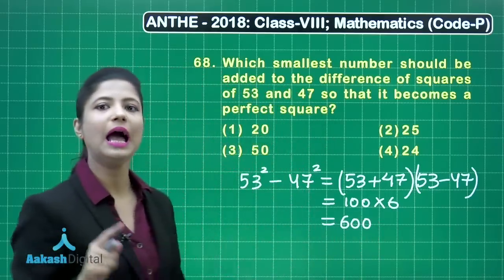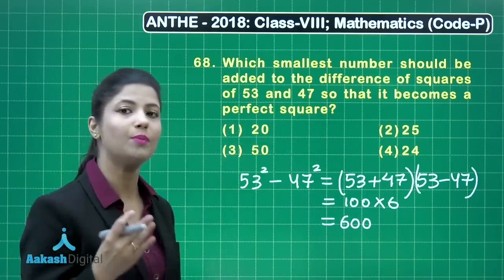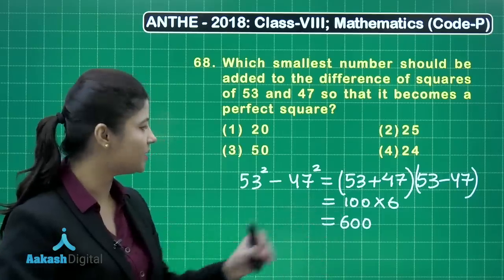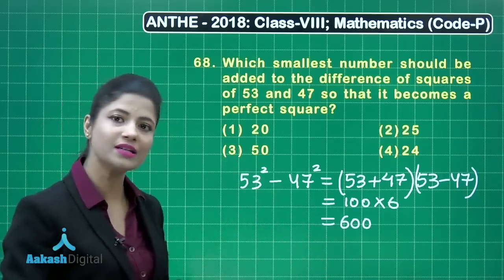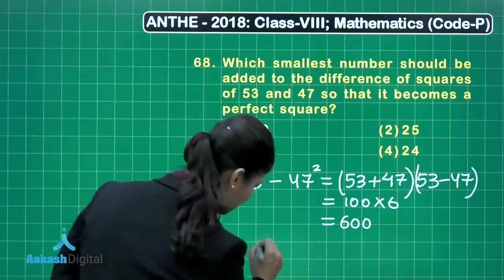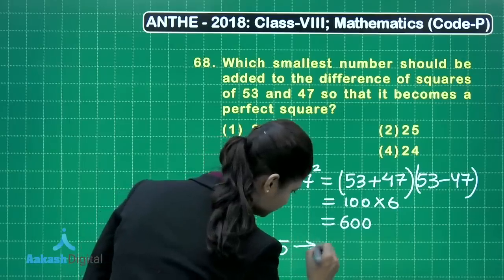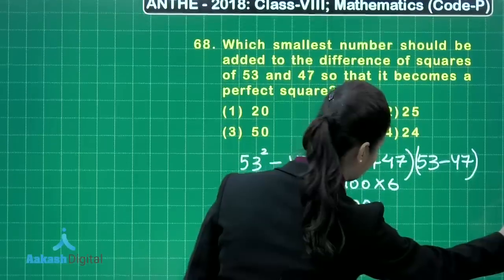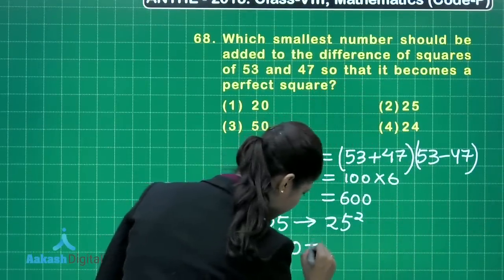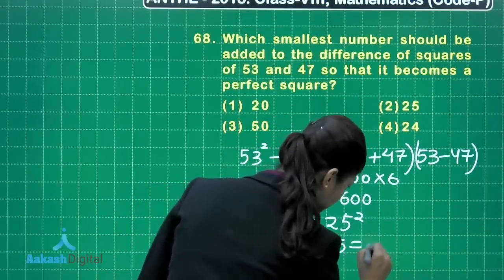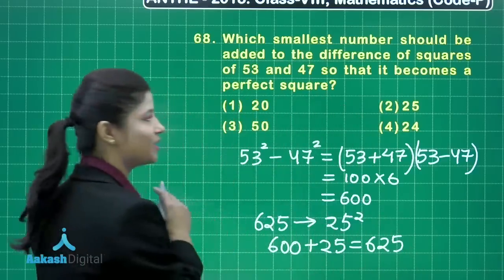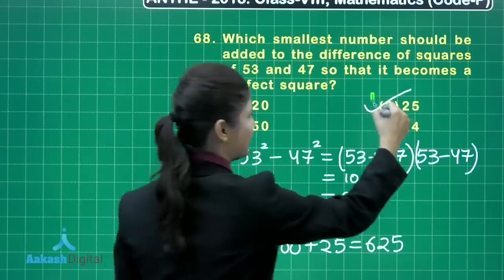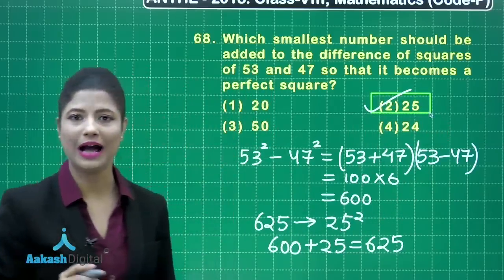Now what should be added to 600 to obtain a perfect square? And that number should be the smallest number which can be added. The square nearest to 600 is 625, where 625 is clearly the square of 25. So I will add 25 to 600 to obtain a perfect square, which is 625. So the correct answer out of these four options is clearly option number 2. I hope it is clear.